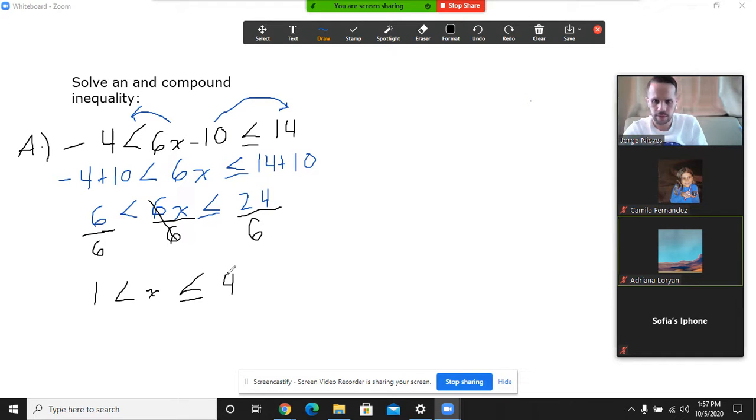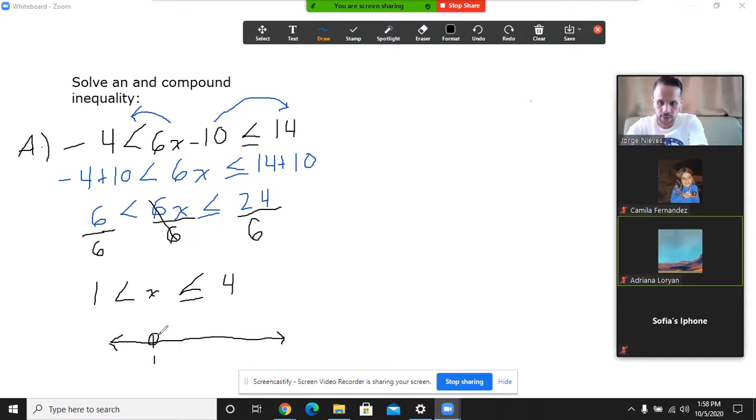In this part, I'm not going to ask you to graph the solution. But just so you remember, it's going to be like this. It's very similar to what we did on the past problems. So I got that 1 is less than x less than or equal to 4. So it's going to be something like this, okay? The first position is going to be on 1. So 1 is not included.